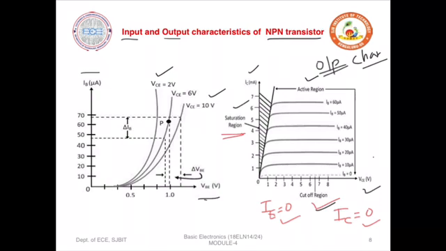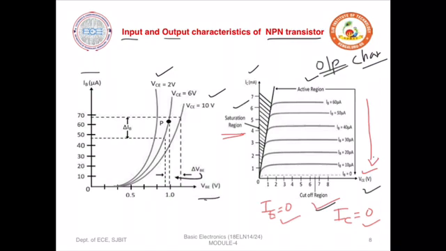Now the characteristic diagram is plotted for different constant values of IB. As we can see, as IB decreases in value, the current conduction decreases and it almost becomes equal to 0. As IB decreases from 60 microamps to 10 microamps, the collector current, that is the output current, almost approaches 0, and at IB equal to 0, the current value is also equal to 0.